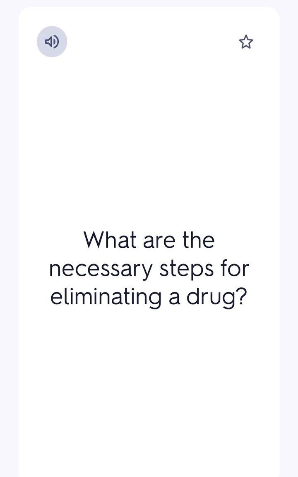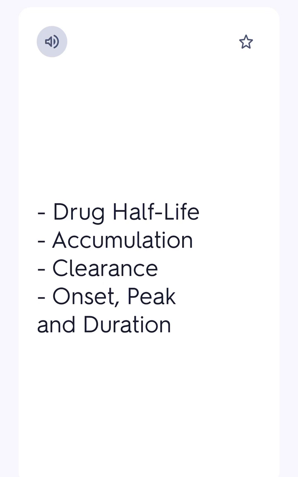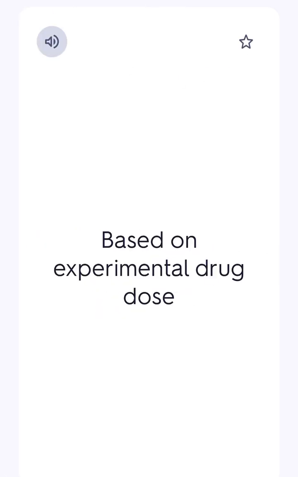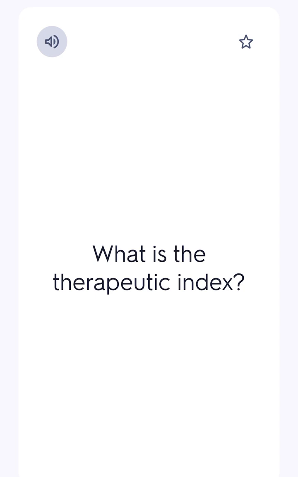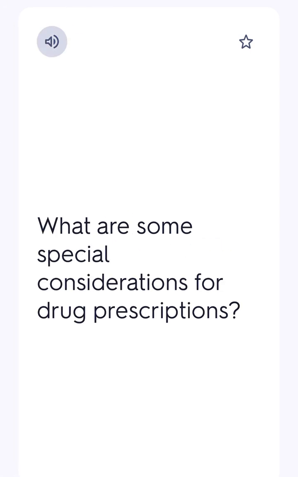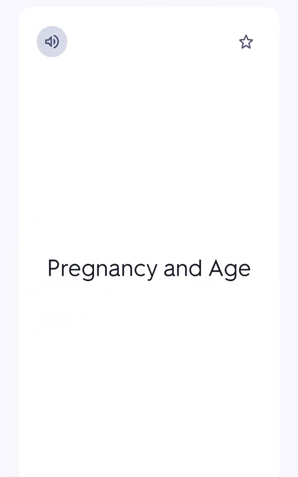What are the necessary steps for eliminating a drug? Drug half-life, accumulation, clearance, onset, peak, and duration. How is drug potency and efficacy determined? Based on experimental drug dose. What is the therapeutic index? Range from minimum dose effect to toxic effect. What are some special considerations for drug prescriptions? Pregnancy and age.